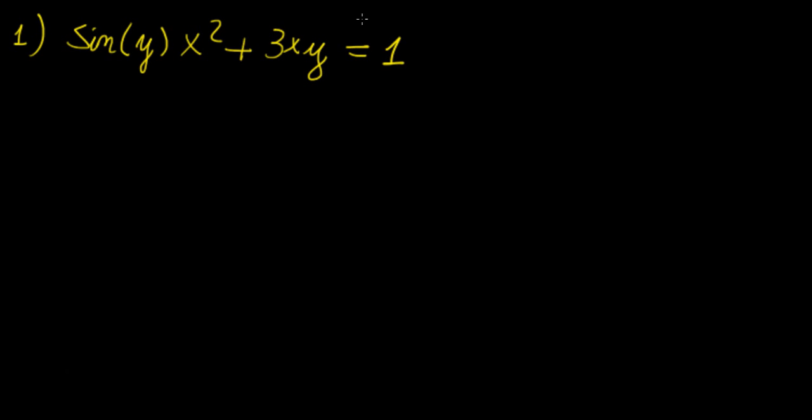I'm going to give you an example. Let's say you have sine of y, so sine is a function of y, that's a nonlinear term, times x squared, and y is going to be the function of x, so that's what we're going to be solving for, plus 3xy equals 1. Now, if y was not present in this term, we could easily just move all the x terms to the other side and then take the inverse of sine, which would be arc sine, and then we would get an explicit expression for y.